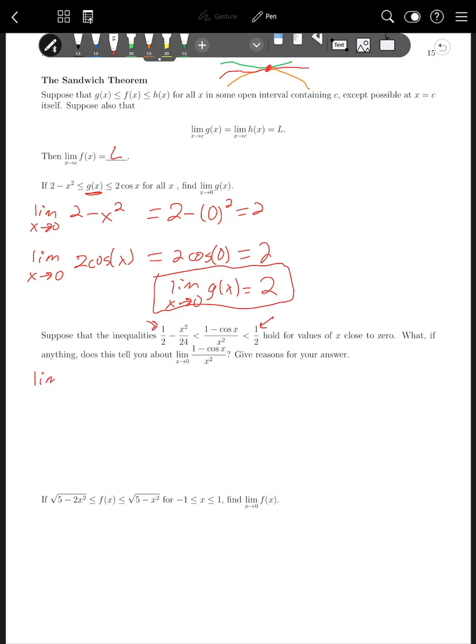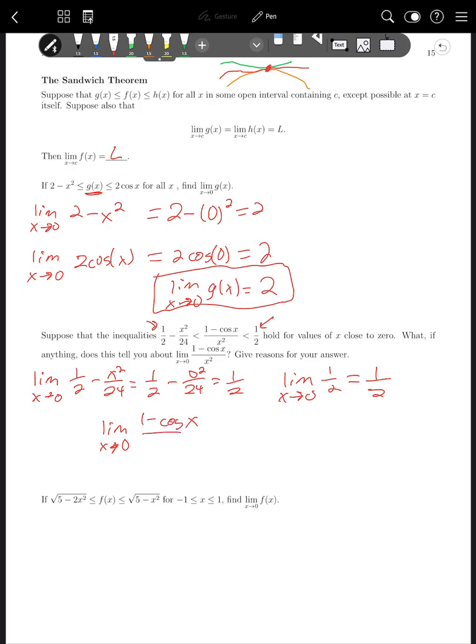So we can find the limit as x approaches 0 of 1/2 minus x squared over 24. That'd be 1/2 minus 0 squared over 24, which is 1/2. And the limit as x approaches 0 of 1/2 is a constant, so that's going to be 1/2. So we know the limit as x approaches 0 of 1 minus cosine of x over x squared must be 1/2, because as we get close to 0, this function is always between those two functions. Okay, so that's the idea.